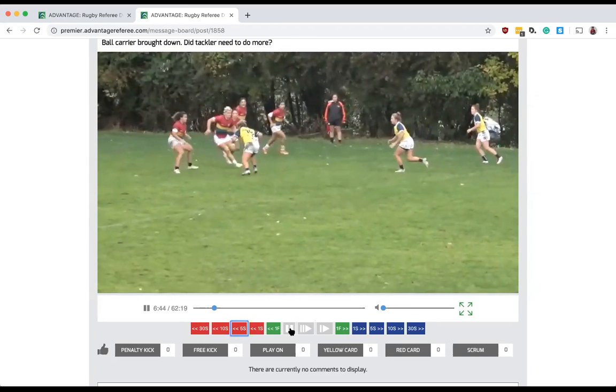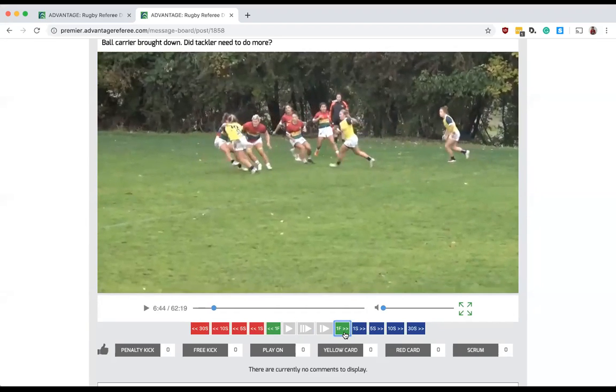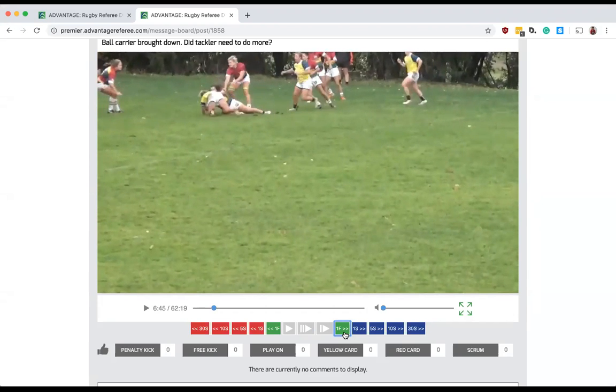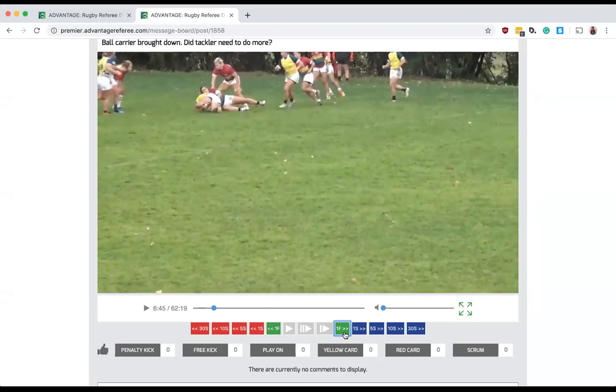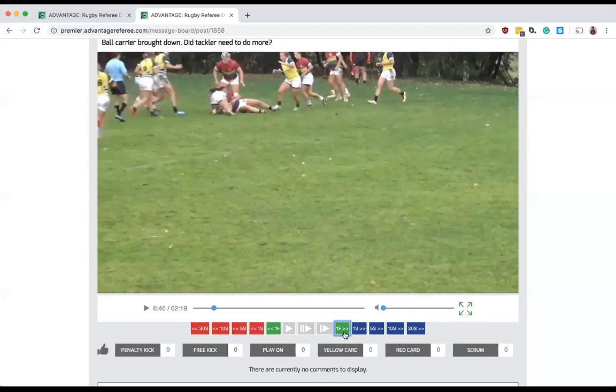All right, who has thoughts? Even Pat, I might blow your mind on this because I like this penalty. Pat, you're not saying play on? I'm not saying play on.